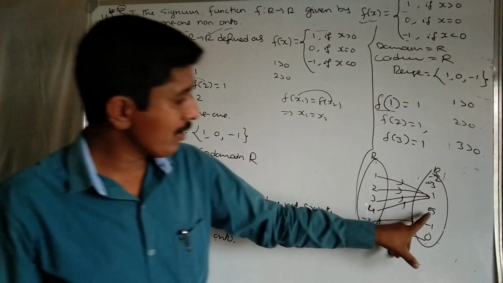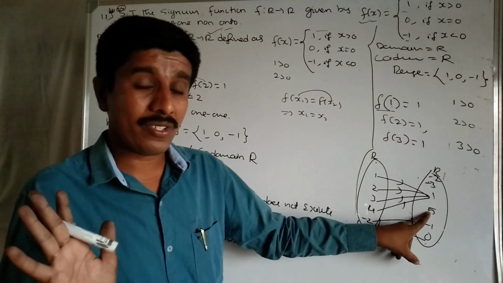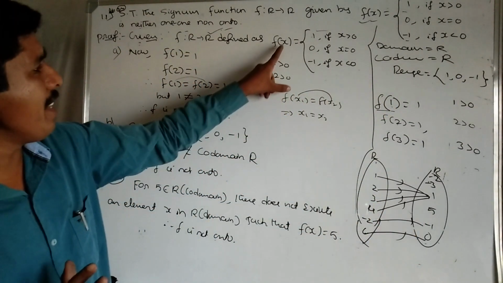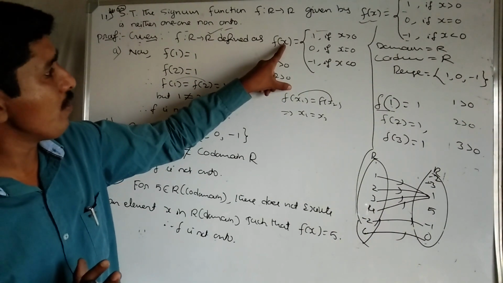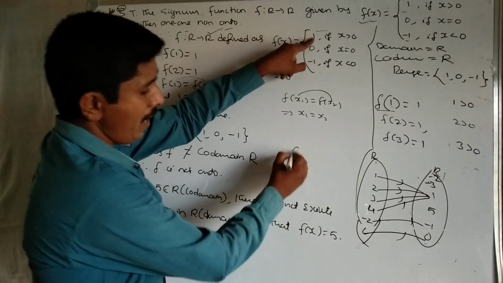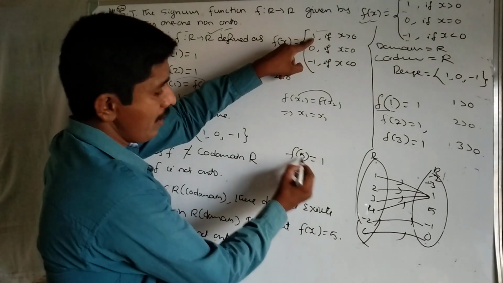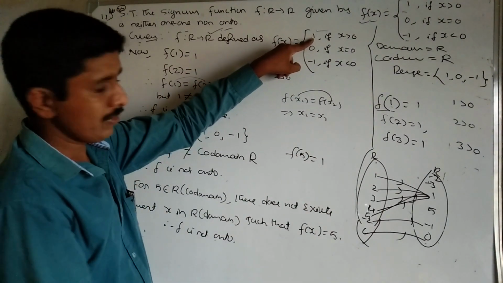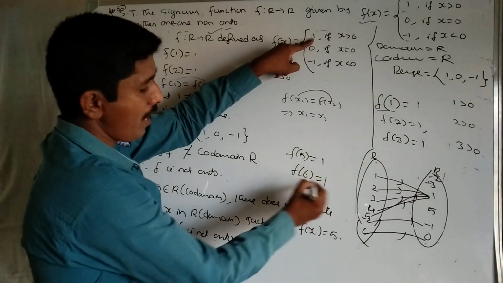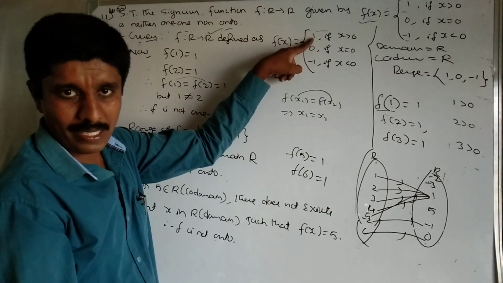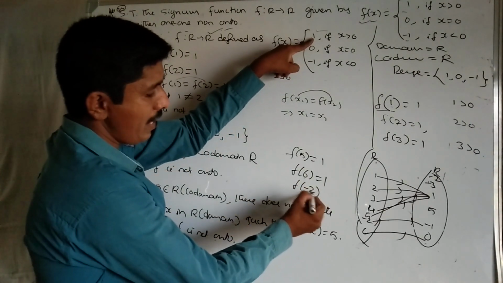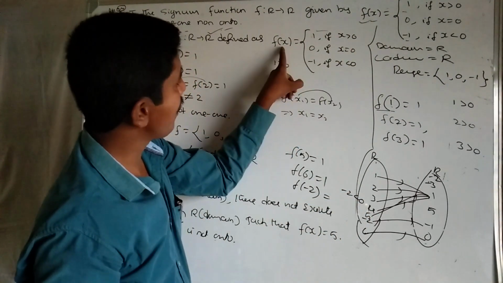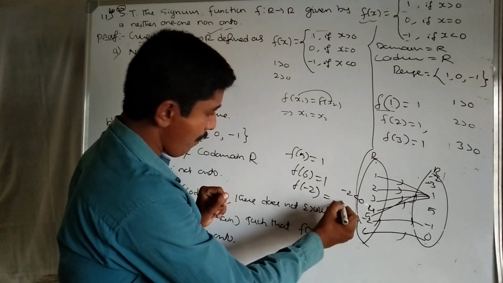If you take 5 in the codomain, not domain, mind it. Take any x value in the domain. If you take 5 here, you get 1. So domain x equal to 5 means f of 5 is 1. 5 is mapping with 1, not 5 mapping with 5. x equal to 6, f of 6 is 1, because 6 is greater than 0, like that. f of -2, negative, -2 is less than 0. Less than 0 means range value -1. f of -2 is -1.